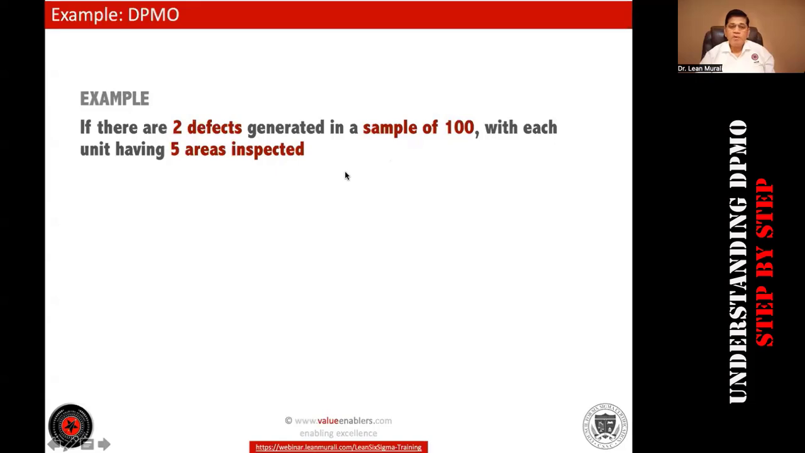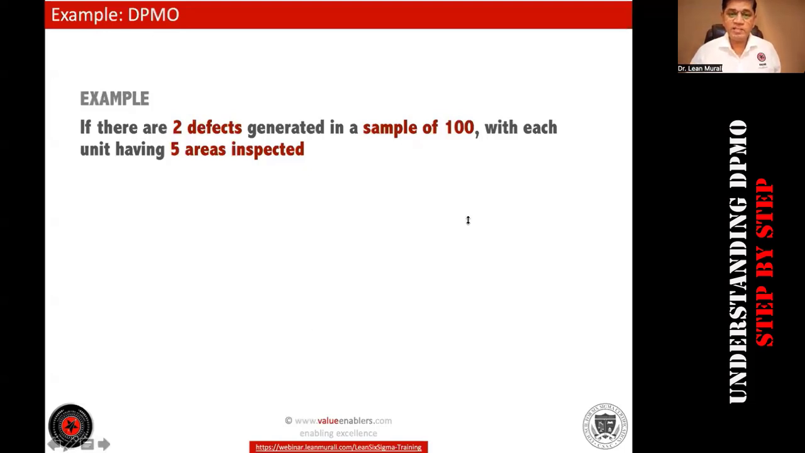Okay, so defects per opportunity is how much? We said the total number of opportunities is 500. You can just write the formula, that is okay. Defects per opportunity: the number of defects is 2, the total number of opportunities is 500, so 2 divided by 500. And 2 divided by 500 times 10 power 6 is defects per million opportunities. So defects per unit is 2 divided by 100, defects per opportunity is 2 divided by 500, and defects per million opportunities is 2 divided by 500 times 10 power 6.